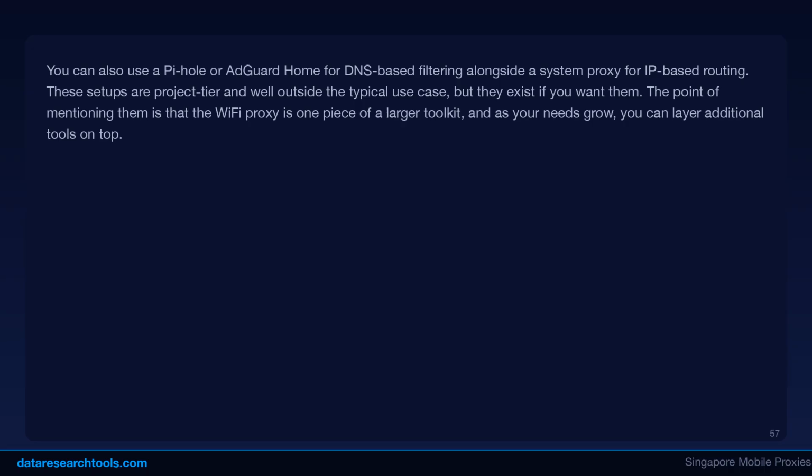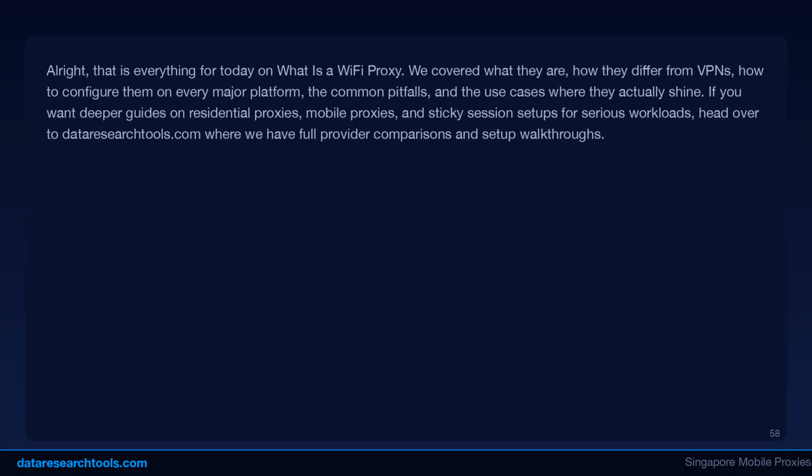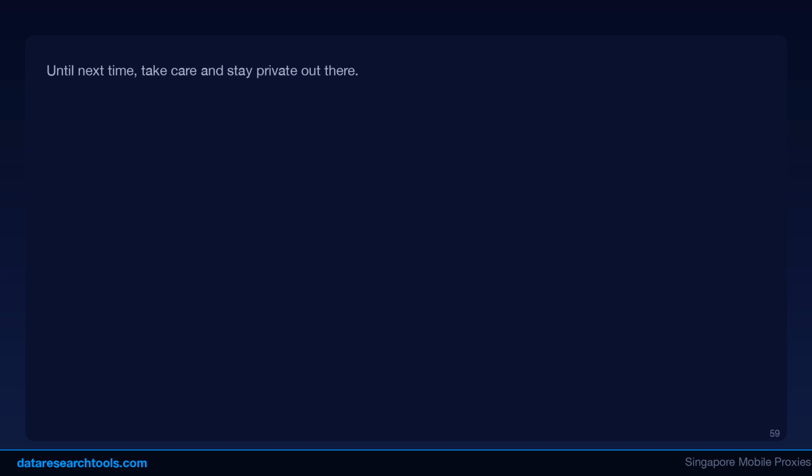For users who want to go deeper, there are advanced setups that build on the Wi-Fi proxy concept. You can run a local proxy server on your laptop like Squid or Privoxy and have all your devices route through it. The local proxy can then chain to an upstream provider, log everything for debugging, or apply filtering rules. You can also use a Pi-hole or AdGuard Home for DNS-based filtering alongside a system proxy for IP-based routing. These setups are project tier and well outside the typical use case, but they exist if you want them. The point of mentioning them is that the Wi-Fi proxy is one piece of a larger toolkit, and as your needs grow, you can layer additional tools on top.